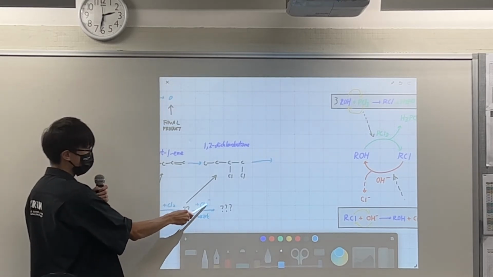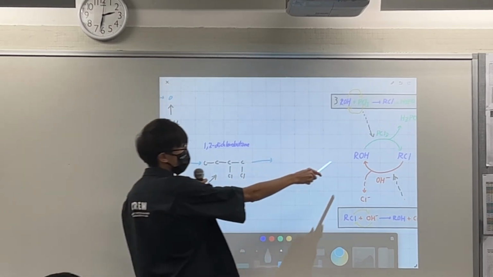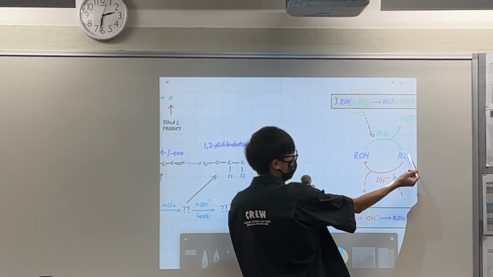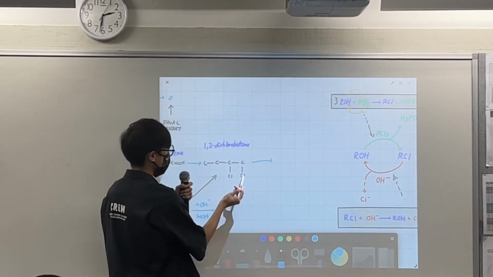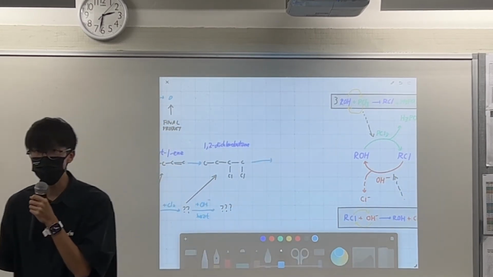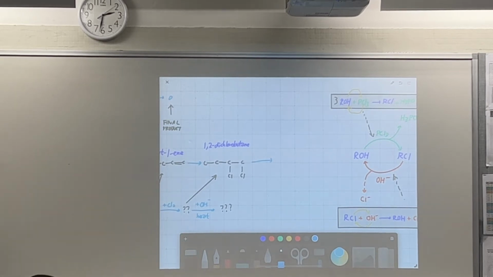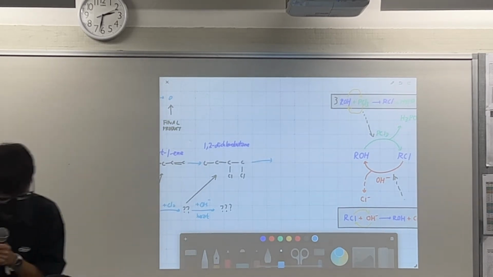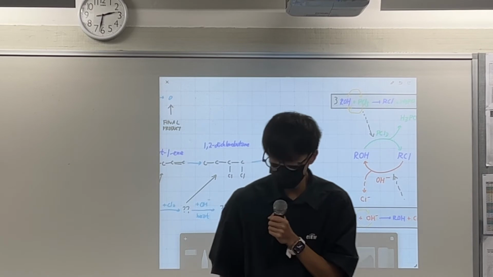We are adding OH minus into here. That means we are turning both of the Cl into the OH. Both of the Cl turn into OH. What to name it? There's an acid involved here. Over here, there's no acid, only alcohol. It's not used for acid, it's used for alcohol.